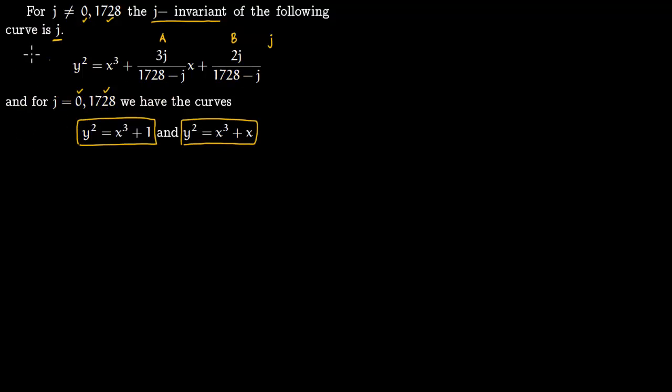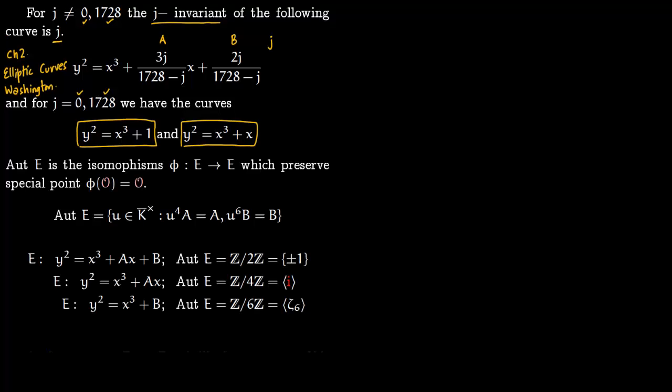You can find this information in chapter 2 of this book, Elliptic Curves by Washington. This is a very good book with a lot of good examples. So let us now talk about the automorphism of elliptic curves.